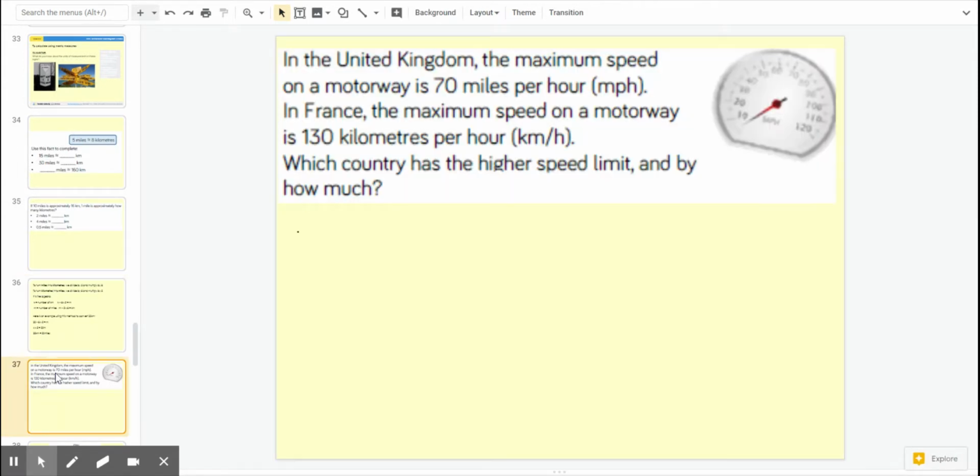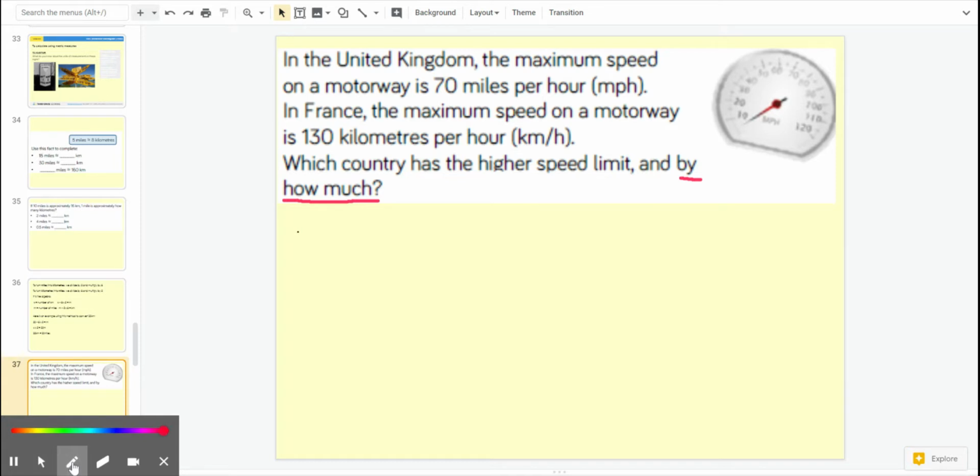So have a read. I'll read it for you and then pause me. In the United Kingdom, the maximum speed on a motorway is 70 miles per hour, mph. In France, the maximum speed on a motorway is 130 kilometres per hour, km/h. Which country has the highest speed limit and by how much? Don't forget this bit. This is the sort of little bit that you'll forget in questions, and it's really important that you do answer that. So pause me and then have a go.